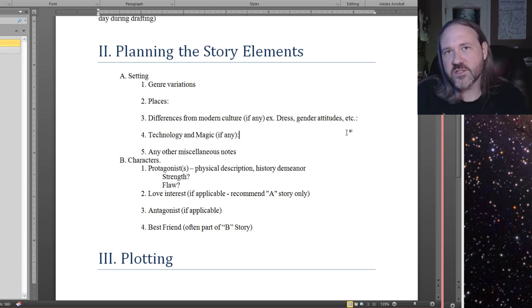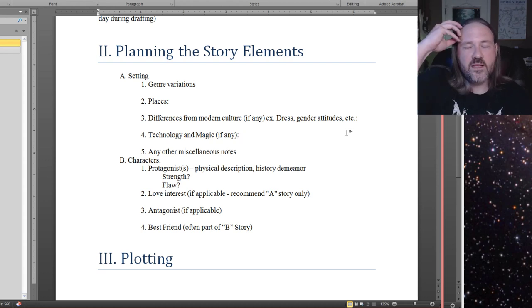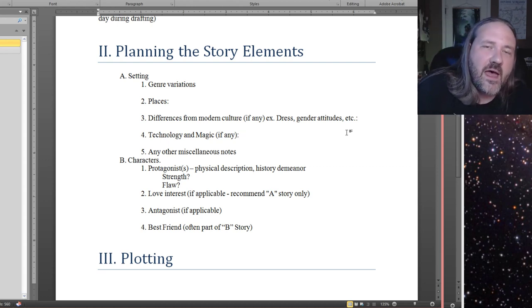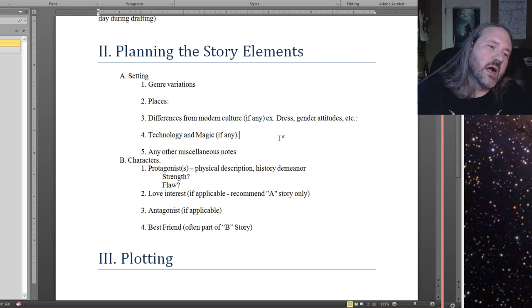Technology and magic, if any. If you're writing a sci-fi or fantasy story, you'd write how the magic works. You'd write how the technology works. So a science fiction story that has enhanced technology, interstellar travel, maybe neuralinks, phaser rifles, whatever kind of technology is going to be important to the story or part of the setting. And then any other miscellaneous notes. So that's the stuff that you want to fill out.